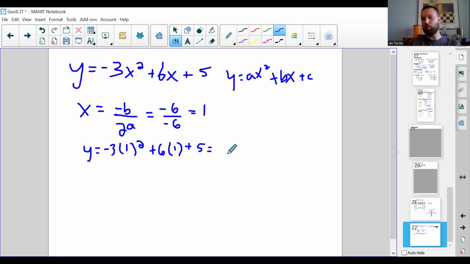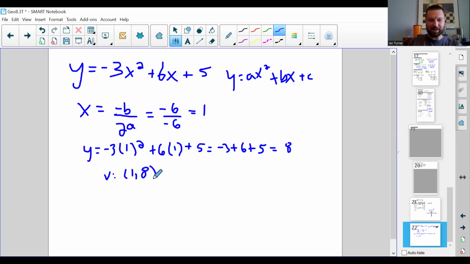Okay, 1 squared is just 1, times -3 is -3. So we get -3. That's a 3, folks. Plus 6 plus 5. So what is that? 11 minus 3, which is 8. Does that seem right? Okay, so our vertex then is going to be (1, 8).